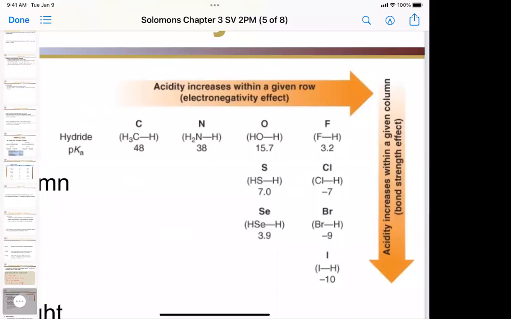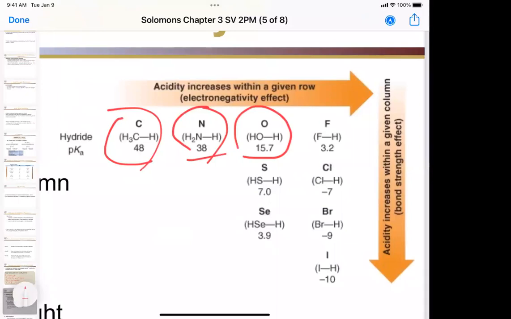Carbon has a pKa of 48 if it's a carbon-hydrogen bond. Nitrogen has a pKa of 38, and then water has a pKa of right around 16. And fluorine, as HF, has a pKa of 3.2. So we see that the acid strength is increasing as the electronegativity increases. And they're all about the same size atoms, so this trend works really well, increasing in this direction.